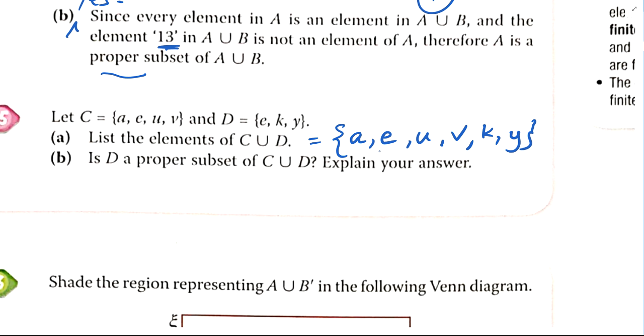Is D a proper subset of C union D? Yes or no? Wait, no. Why not? Because D got no A. Oh wait, yes. Everything is inside. Yes, it is a proper subset, right? Everything inside D is found inside C union D, and D is not equal to C union D. Then you can give an example: for example, element A is not found inside set D, but it is found inside C union D. Therefore, D is a proper subset.